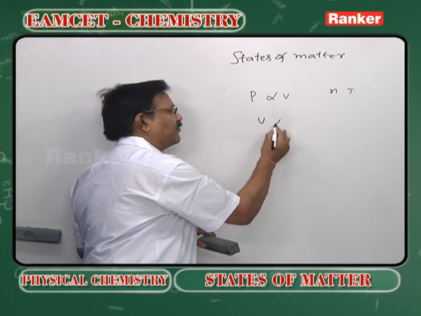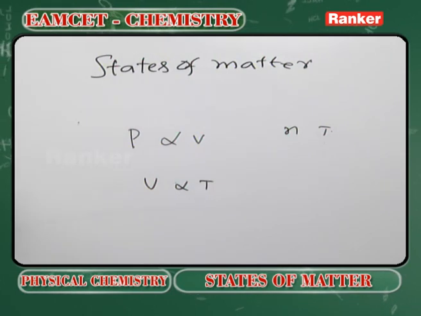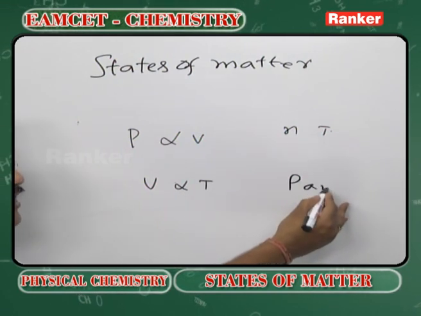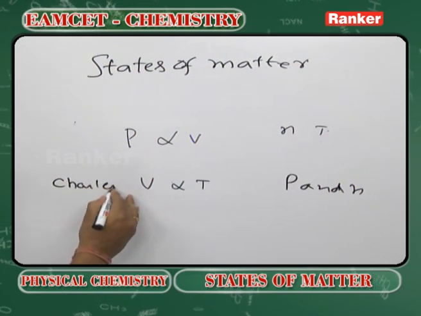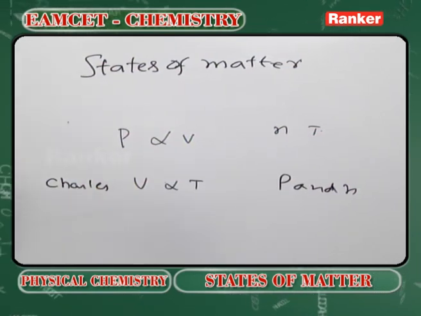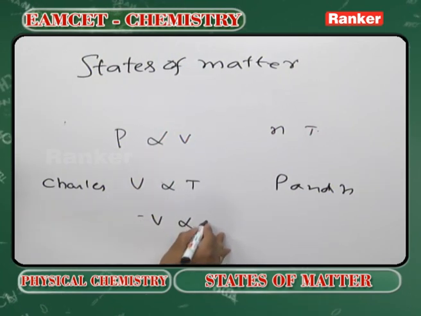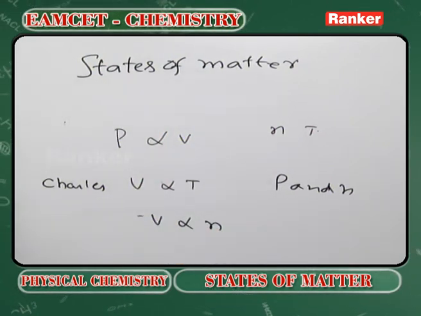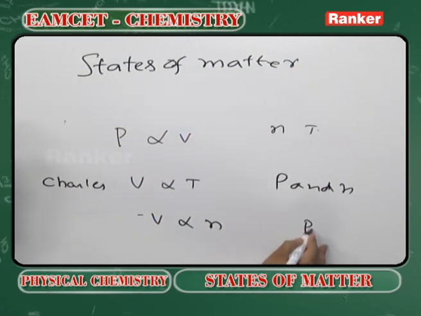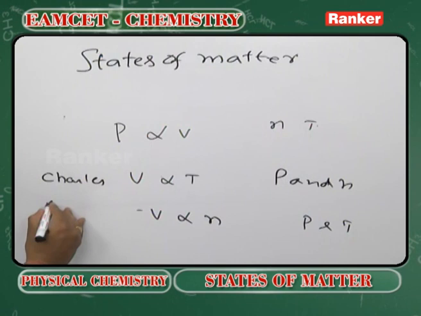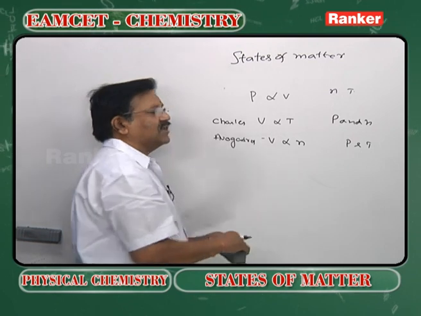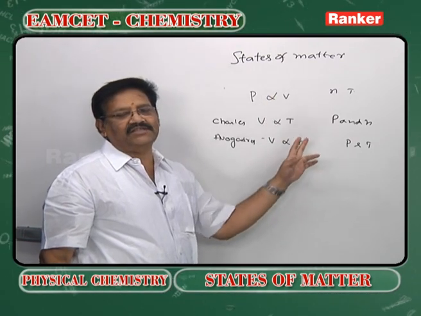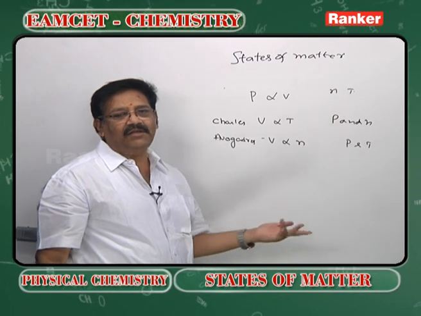The relation between volume and temperature, when pressure and mass are kept constant, is given by Charles' law. The relation between volume and number of moles, when pressure and temperature are kept constant, is given by Avogadro's law. So what is the purpose of the gas laws? Gas laws discuss the relation between two parameters when the other two parameters are kept constant.